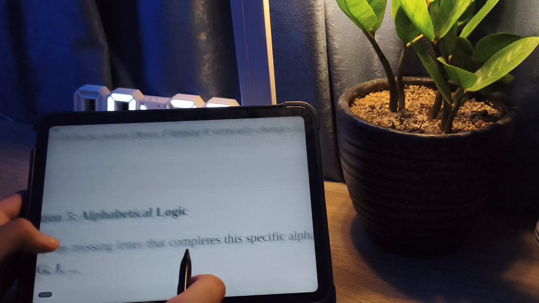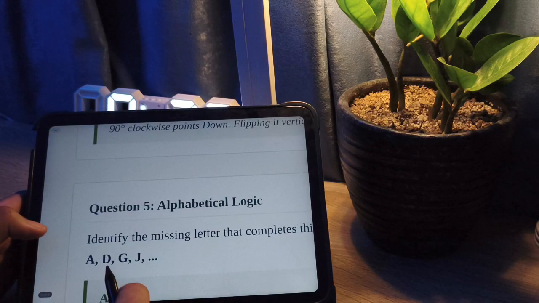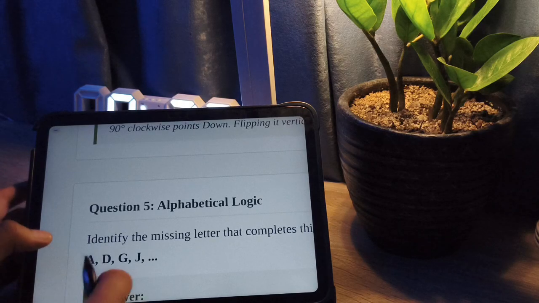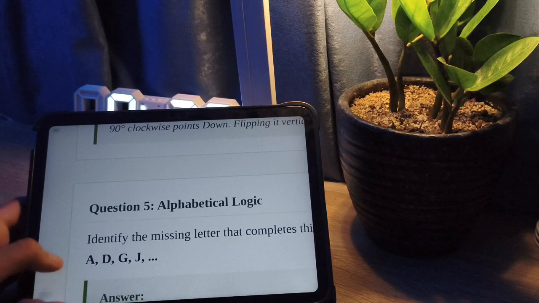Identify the missing letter that completes this specific alphabetical sequence. A, D, G, J, and a missing letter here for this sequence of alphabets. What's the most appropriate letter that must fit here? Think, guys, think. I need you to relax and think. A, D, G, and J.